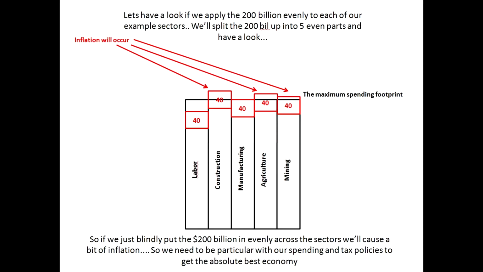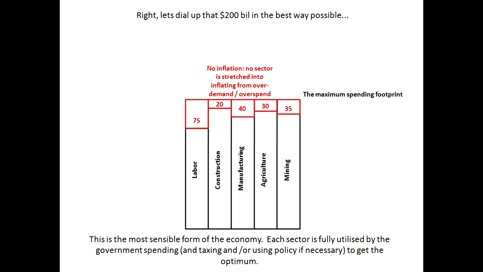So now we're going to have a look at what would happen if we took our 200 billion and split it up into 5 even parts, 40 billion each, and put that evenly into each of the sectors. You can see there I've made some red squares to represent our $40 billion, and I've put it on top of the utilisation bar for each of those sectors. You can see in some cases that the 40 billion has stretched the utilisation for that sector outside of the maximum spending footprint, so we know that inflation is going to occur there. So here I've shown a way we can take our $200 billion and put that into the economy without having any inflation. It involves that you put more money into the more underutilised sectors.